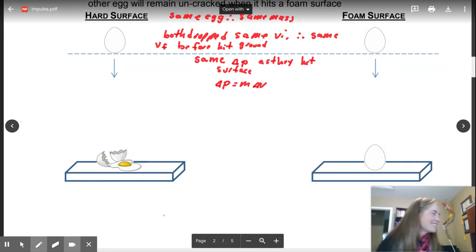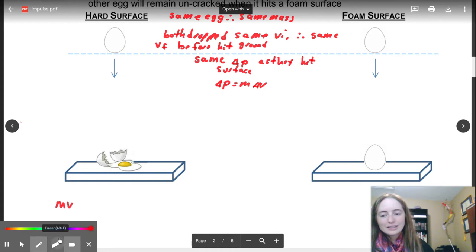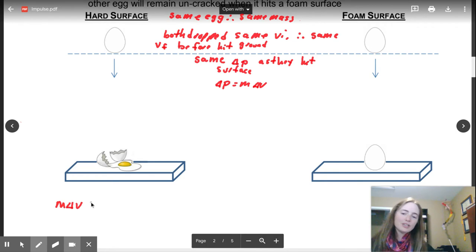So, ladies and gentlemen, what we've got is m delta v, that's an upside down delta, not helpful. So m delta v is equal to force times time. Now, when an object is going to hit a hard surface, the time in which it stops is fast. It's immediate. Egg falls and splat. It's busted because the force is large, because time is small. So you're going to have a large force and a tiny change in time.